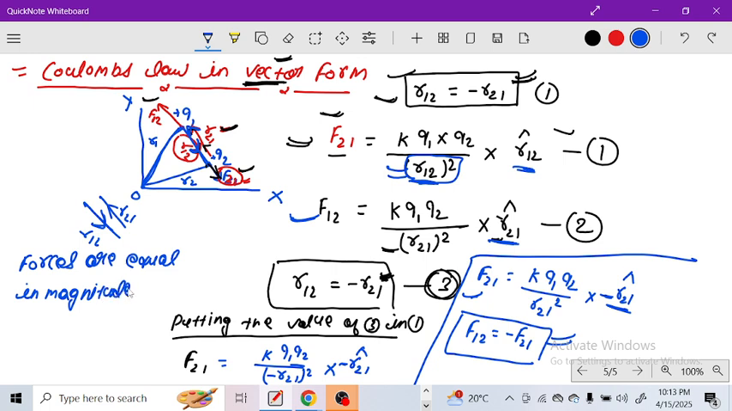Magnitude but opposite in what, Kavya? Opposite in direction. F12 is equal to minus F21, which means these both forces are equal in magnitude but direction is opposite. You can see here F21 goes this direction, and F12 goes this direction. So forces are equal in magnitude but opposite in direction. This shows the Coulomb's law in vector form.